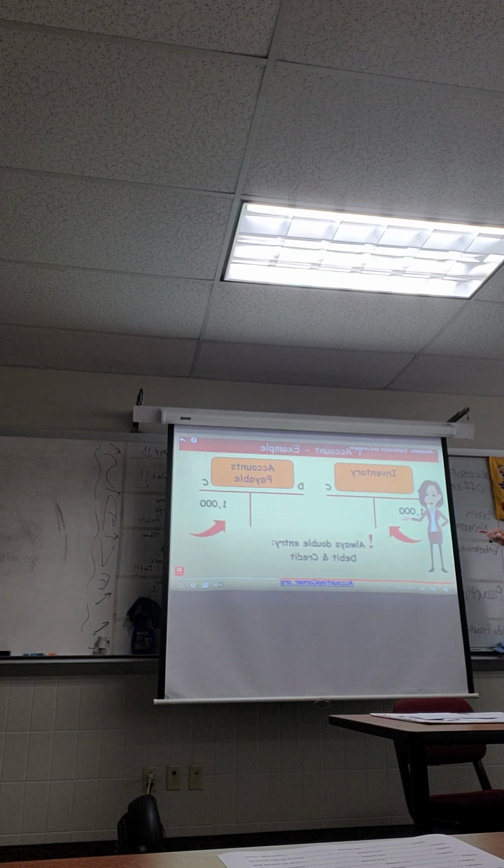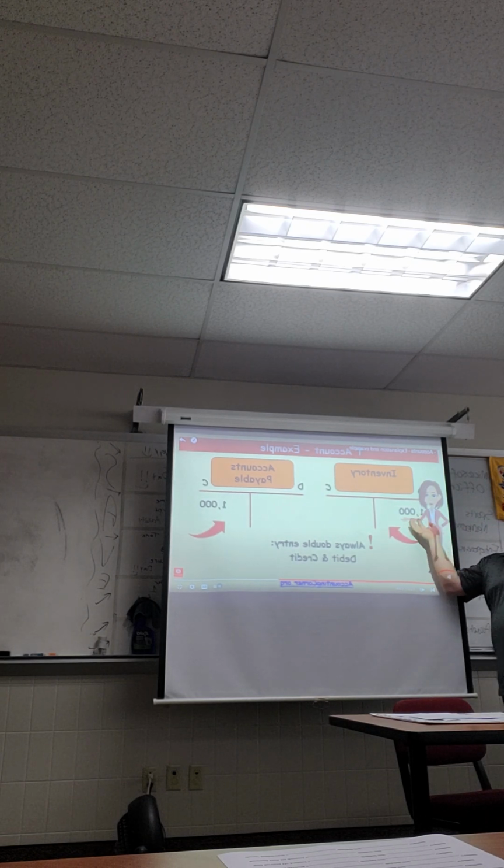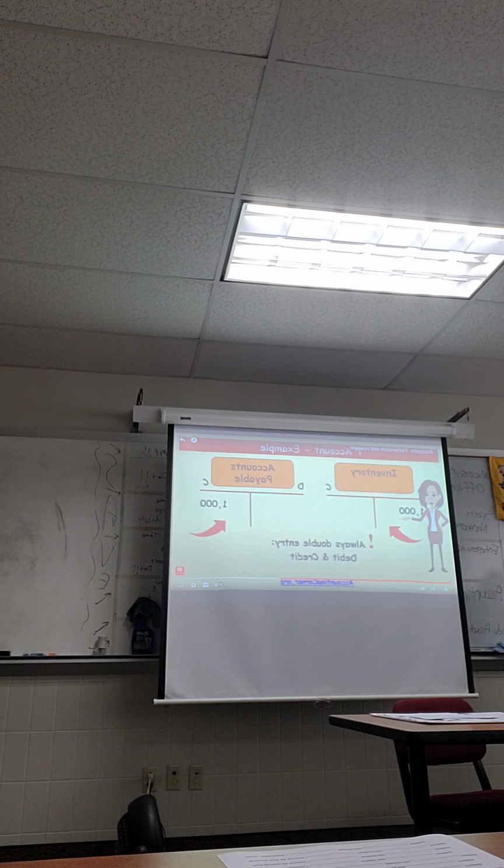So we're about to learn that assets increase on the debit side and liabilities increase on the credit side, which is why you see $1,000 get placed on the debit, and for accounts payable, 1,000 on the credit.